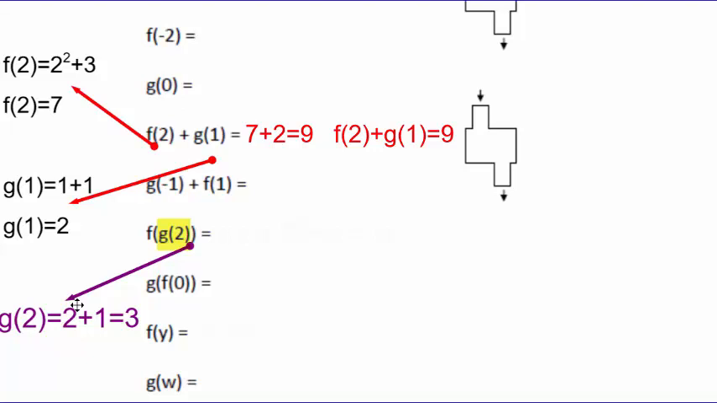So g of 2, I go up to the function g. In place of the x, I'm going to put a 2. So 2 plus 1 gives me 3. Since g of 2 is just 3, this is the same thing as just asking me to find f of 3. F of 3 is just like we've done in the previous examples, so I'm going to give you a moment to go through and evaluate f of 3.